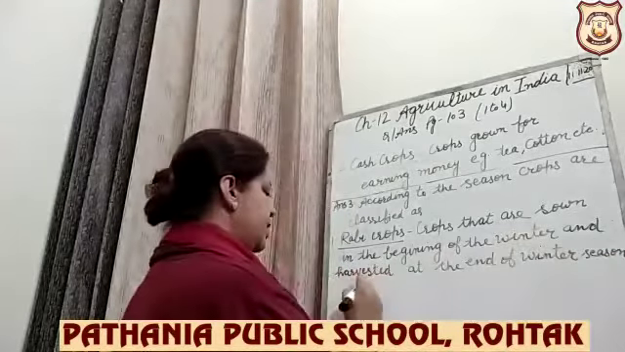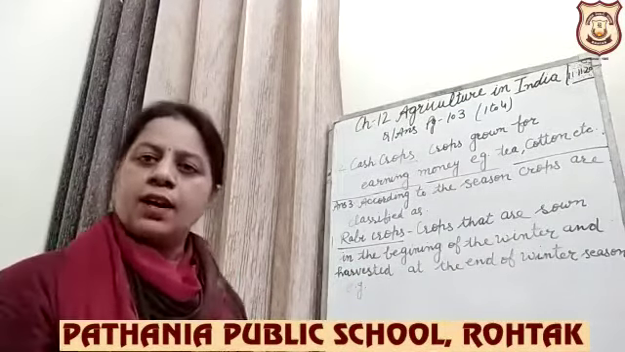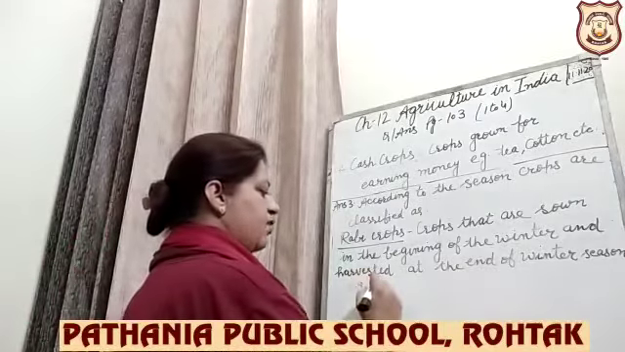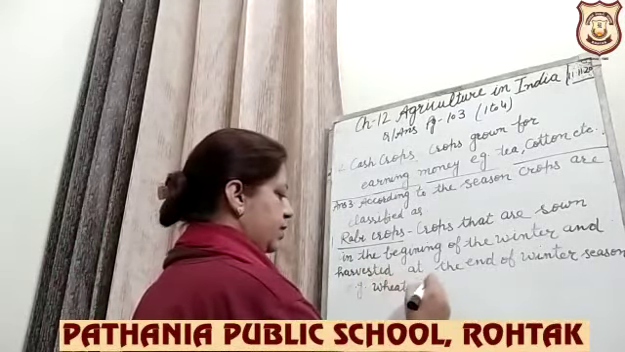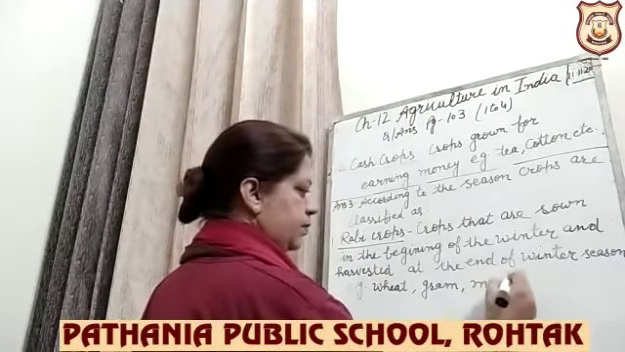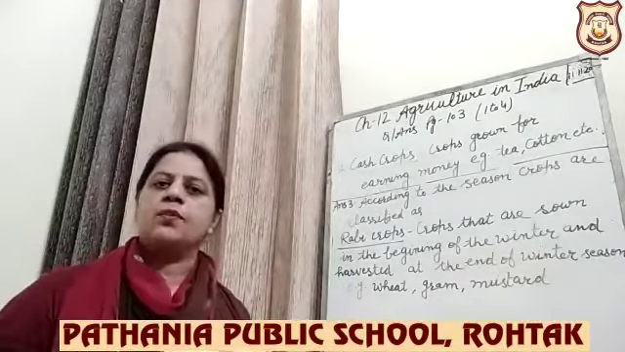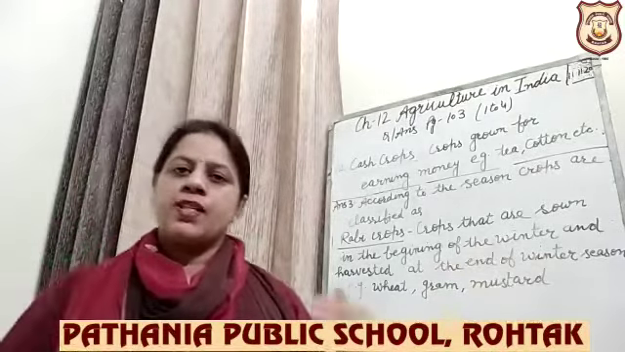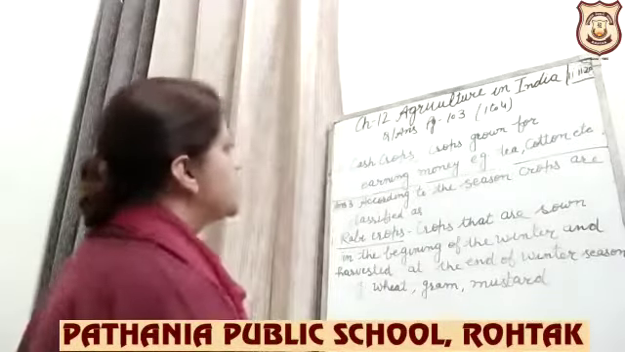And you have to write examples also. And what are the examples? Wheat, gram, mustard. These are a few examples of rabi crops. Now, you have to explain kharif crops.